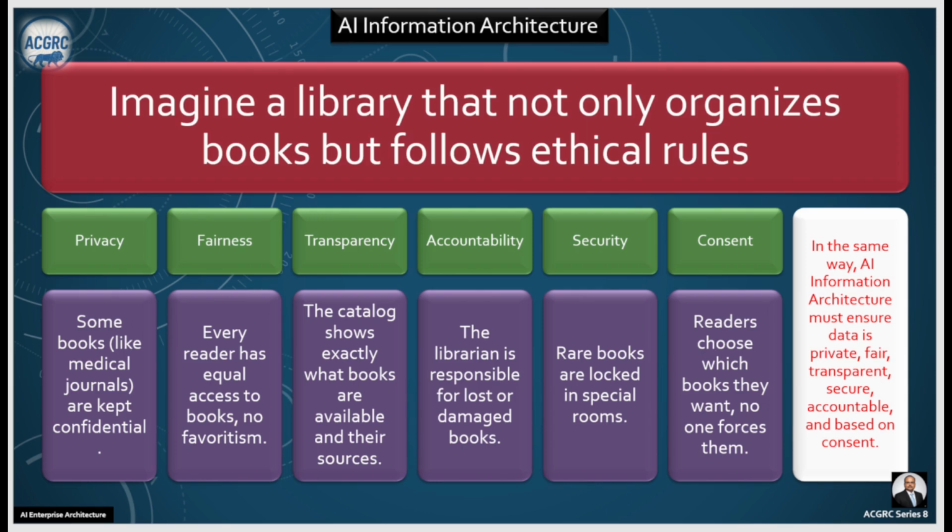The catalog shows exactly what books are available and their sources, which is transparency. The librarian is responsible for lost or damaged books. That's the accountability aspect. Rare books are locked in special rooms. That's the security aspect. Readers choose which books they want. No one forces them. That's the consent aspect. In the same way, in AI, information architecture must ensure data is private, fair, transparent, secure, accountable, and based on consent.